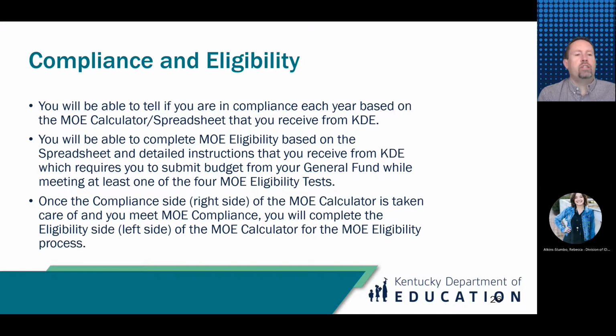With MOE compliance and MOE eligibility, you'll be able to tell if you're in compliance each year based on that MOE calculator spreadsheet that you receive from KDE, and you'll be able to complete MOE eligibility based on the spreadsheet and email and detailed instructions you receive if you have to do so for eligibility. On the spreadsheet itself, the compliance side is the right side of the MOE spreadsheet or calculator, and the MOE eligibility is the left side of the MOE calculator.